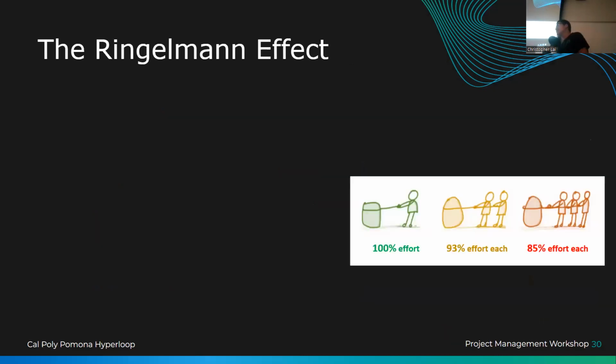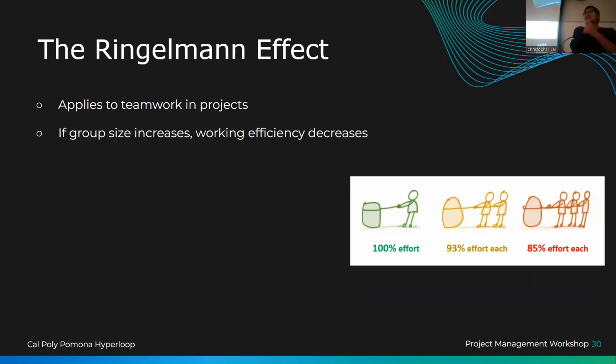Okay, the next issue or fallacy for projects is the Ringelmann effect. Especially very, very common in colleges or industry situations in which you have a manager for your project. The Ringelmann effect applies to teamwork in projects, and it's the situation in which if the group size increases, the working efficiency of each member decreases, or the working efficiency of each member is imbalanced.